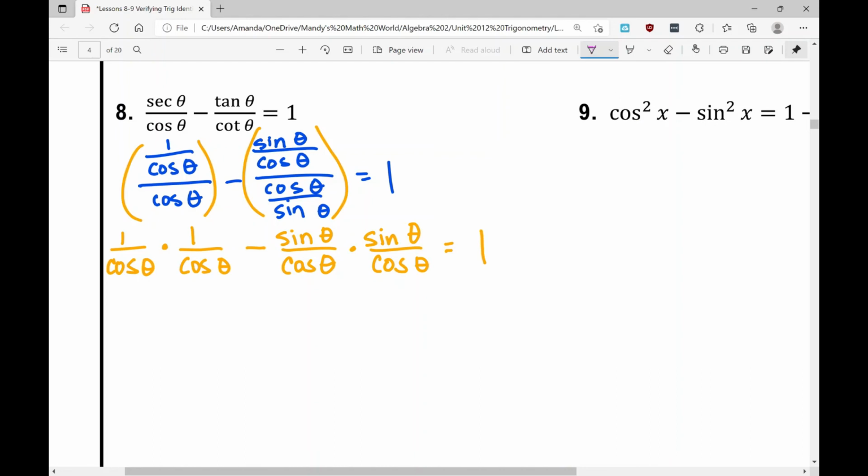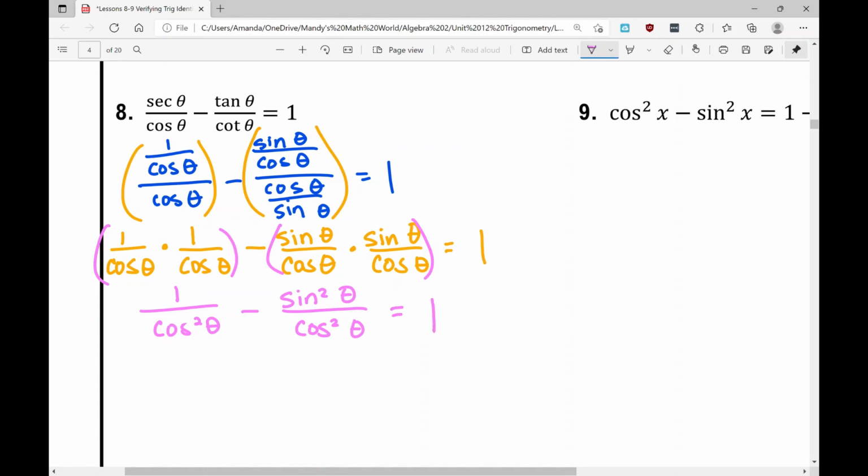So 1, let's do this one first, right? We're multiplying first, right, before we do any kind of subtraction. And I get 1 over cosine squared, right? Does that make sense? Multiply the top, multiply the bottom. Minus, this becomes sine squared theta over cosine squared theta equals 1, right?